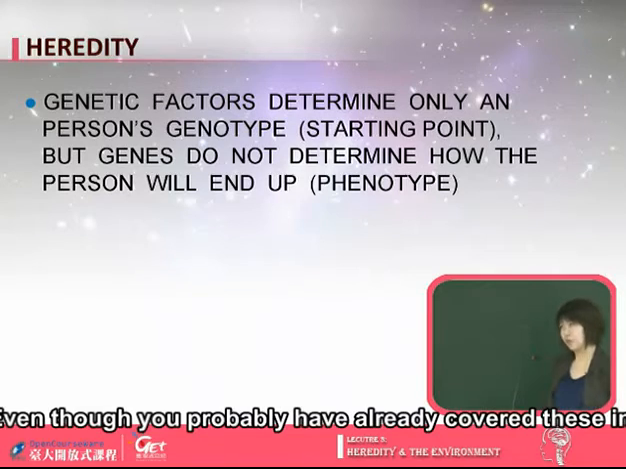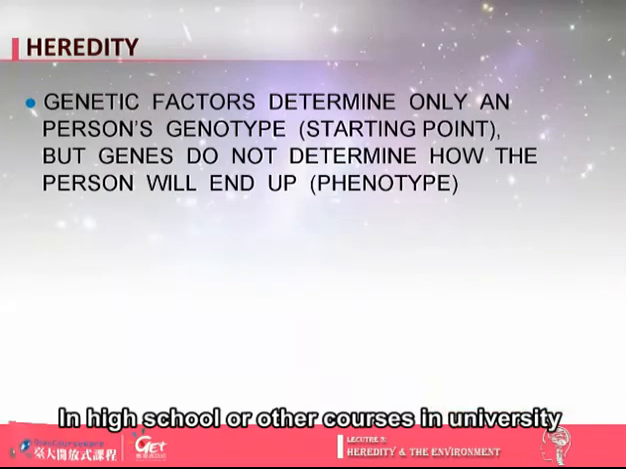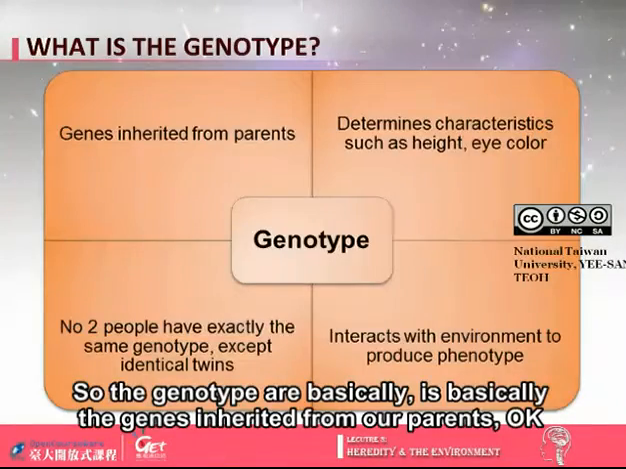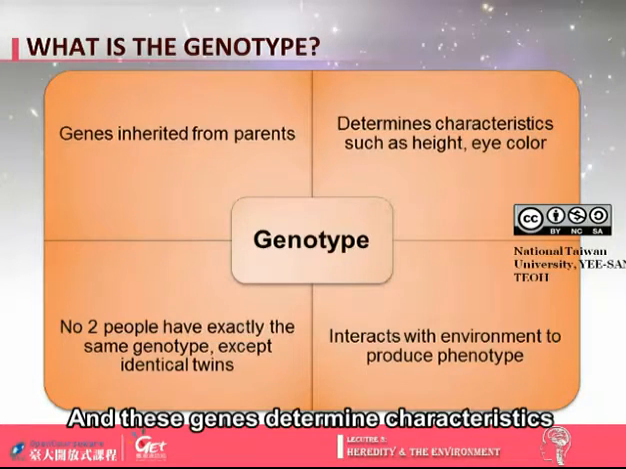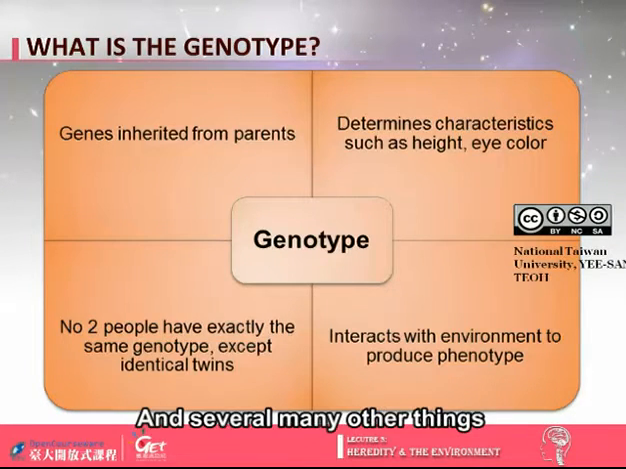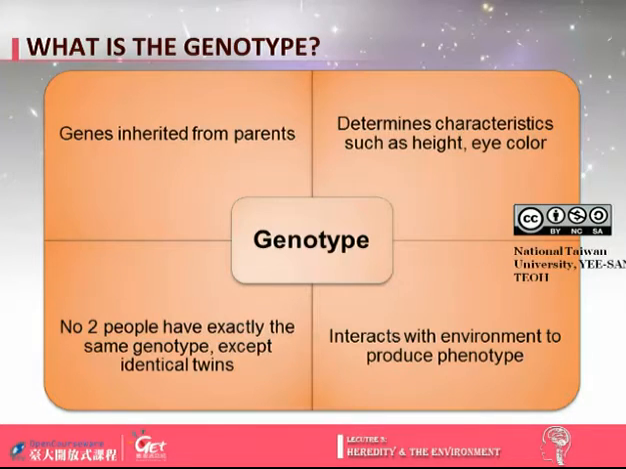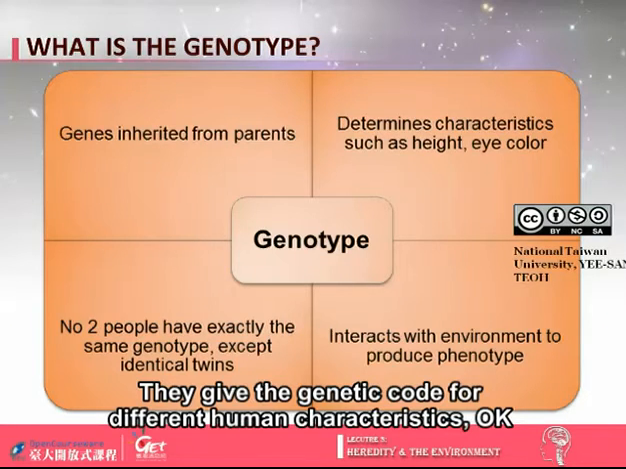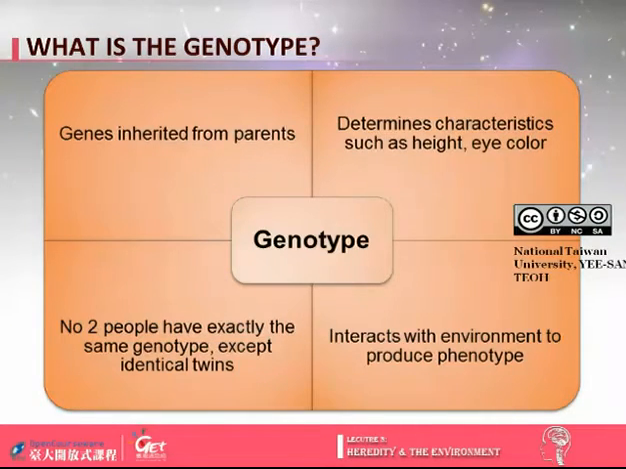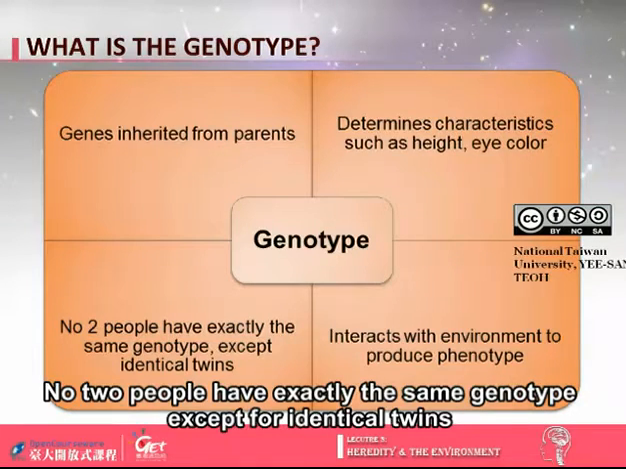Even though you probably have already covered these in high school or other courses in university. So the genotype is basically the genes inherited from our parents. And these genes determine characteristics like height, eye color, and many other things. I'll show you a database later that gives the genetic code for different human characteristics. Now, another characteristic of genotype is no two people have exactly the same genotype except for identical twins.